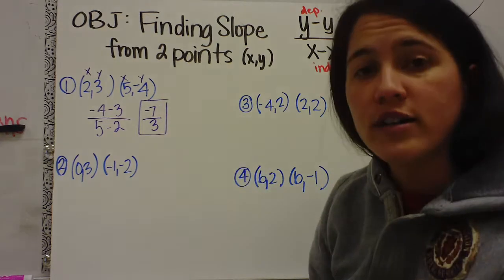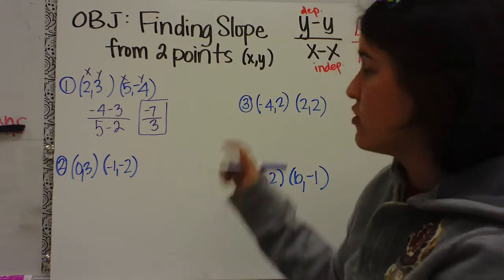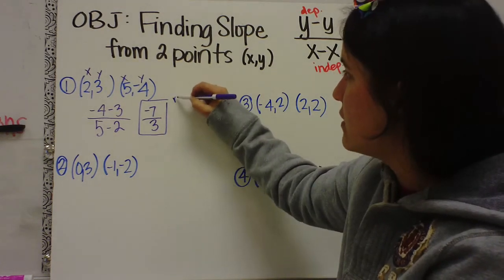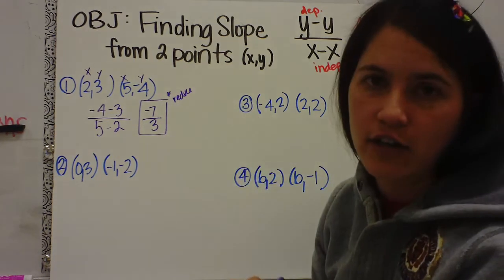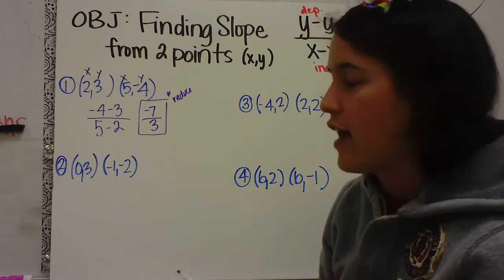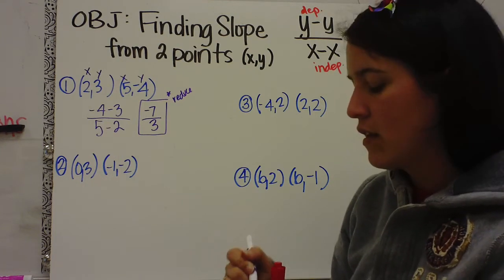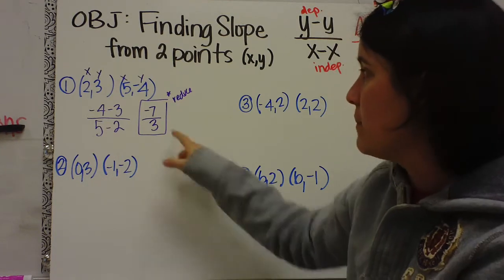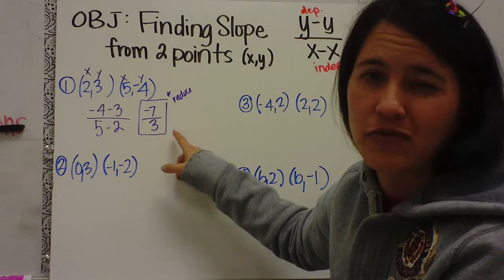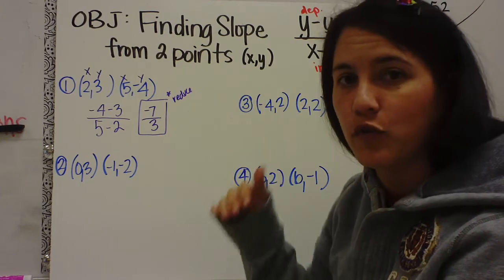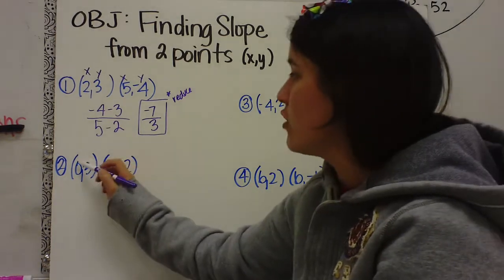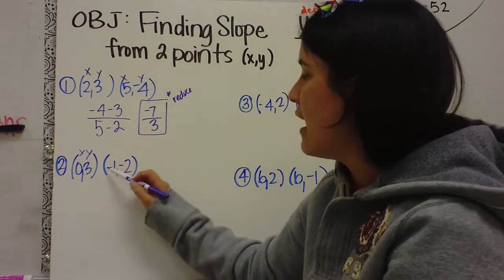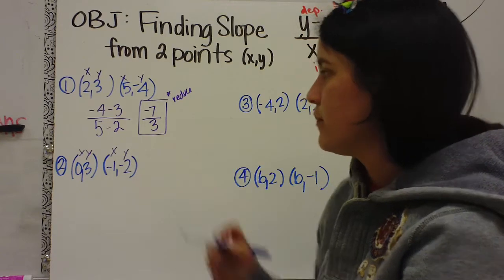And you always check in your calculator, so we always reduce. So always reduce, meaning type it in your calculator and see if you can reduce it or simplify it. And that's it. All right, we're going to leave it as an improper fraction because remember it's slope, so it's rise over run. Number 2, we have another set of points, 0, 3, so it's x, y, and -1, -2.